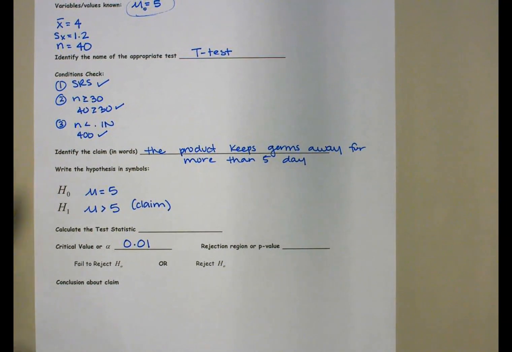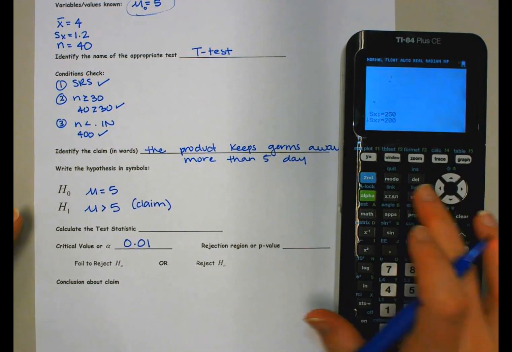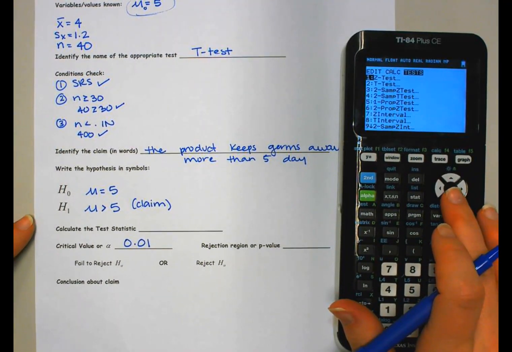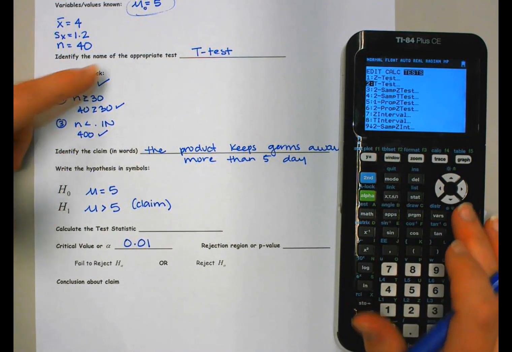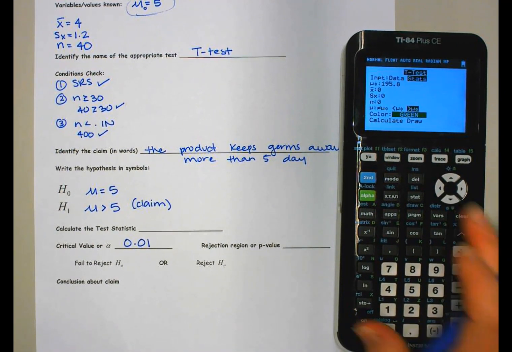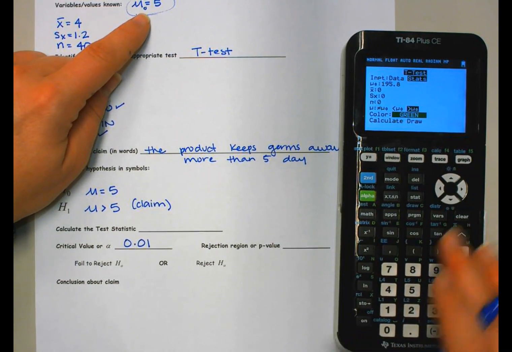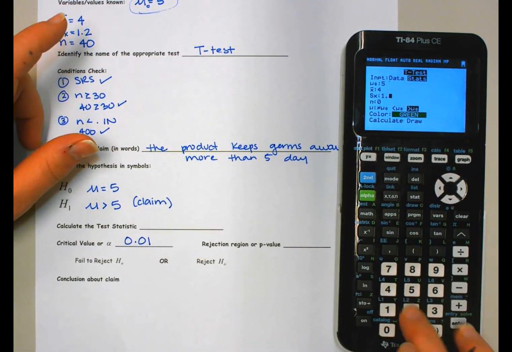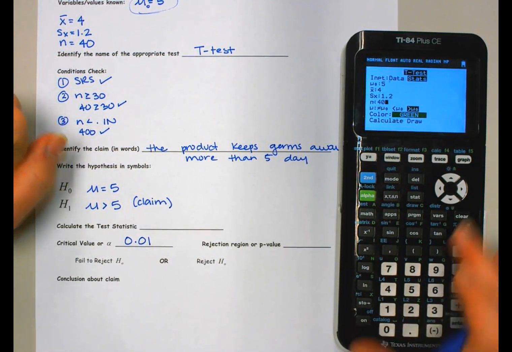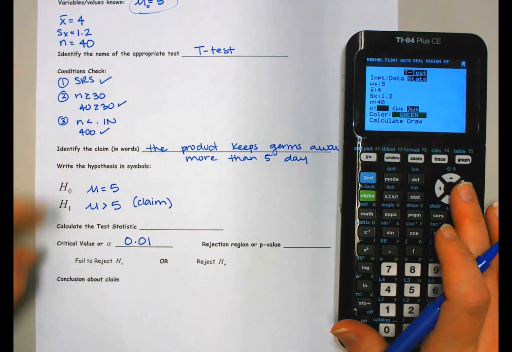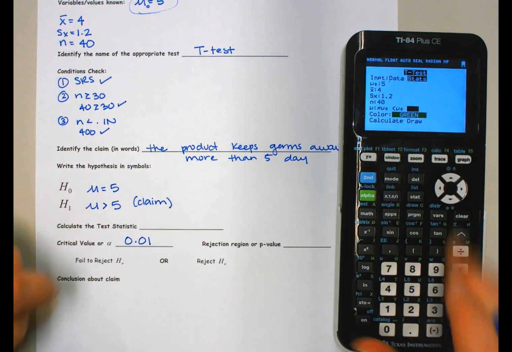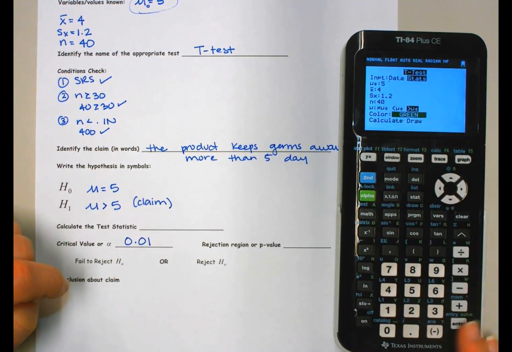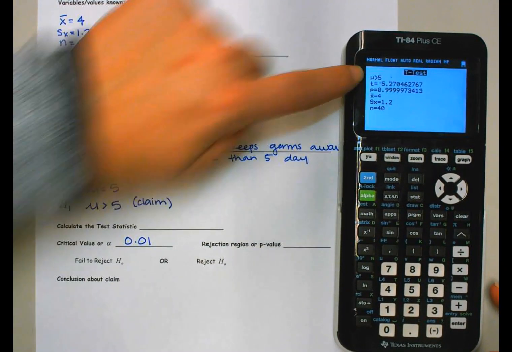All right, so it is time to run our test. So we'll hit stat, go over to test. We're running just a regular t-test. So again, that initial value that we're testing against is 5. Our mean was 4, standard deviation was 1.2, and our N value was 40. We're testing that it is greater than 5. Right? Our alternative is greater than 5.